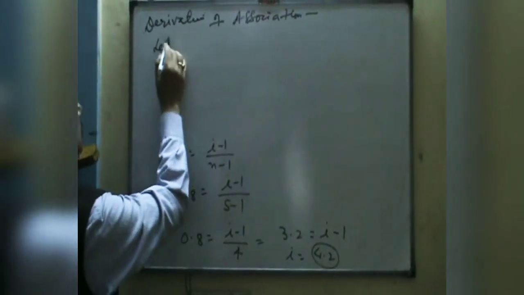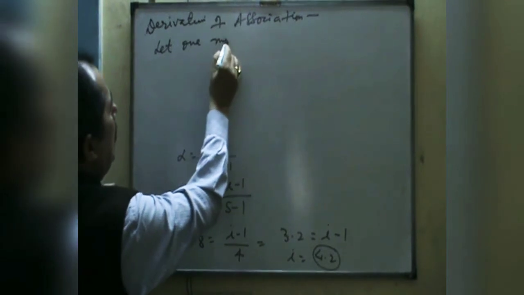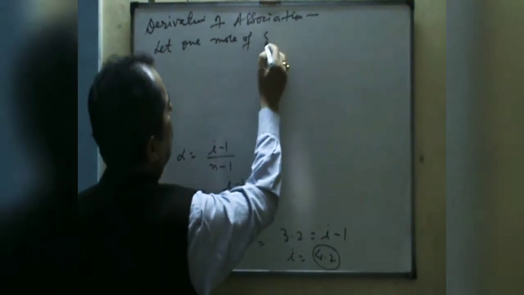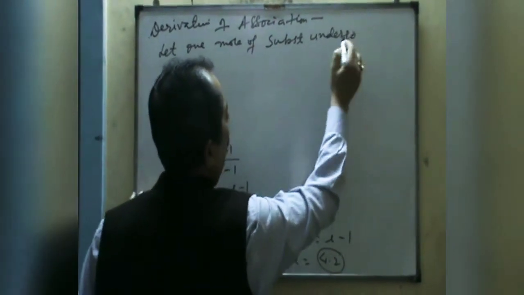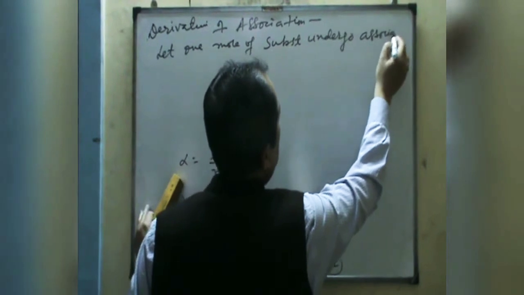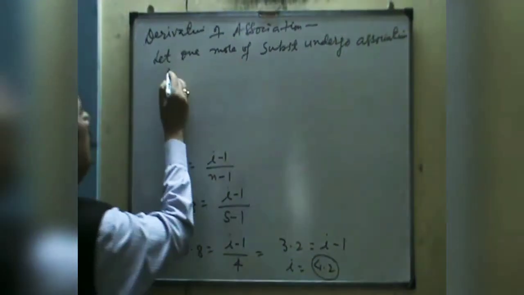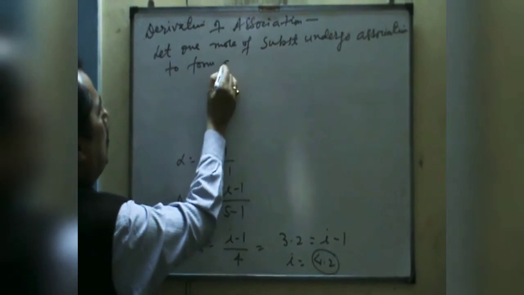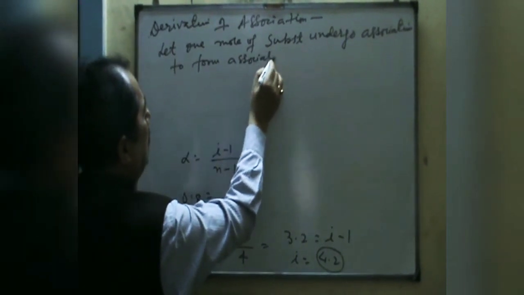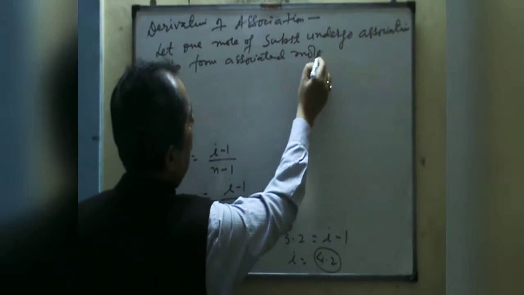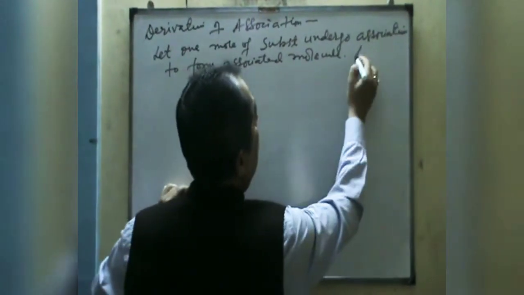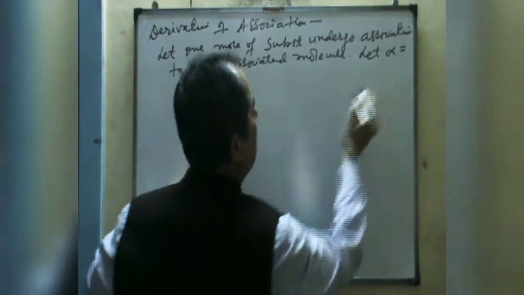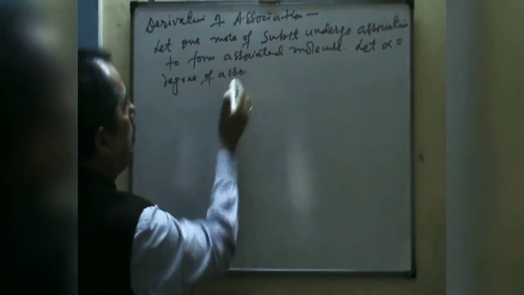So let 1 mole of substance undergo association to form an associated molecule. Let alpha be the, what is that alpha? Once again, the degree of association.